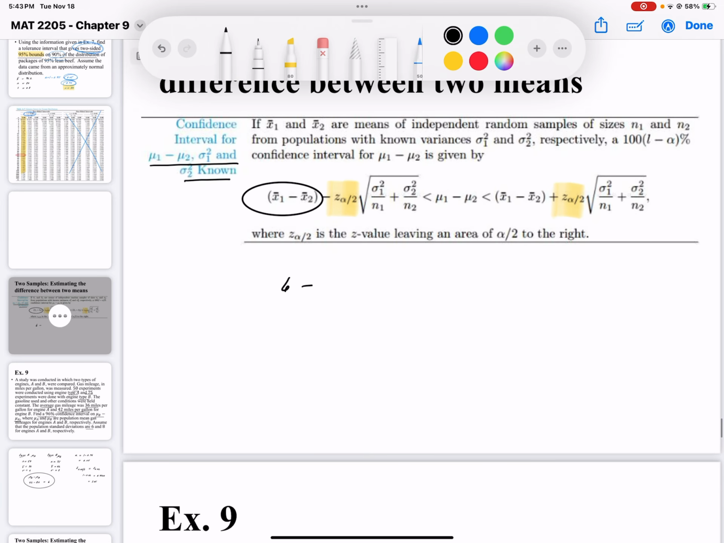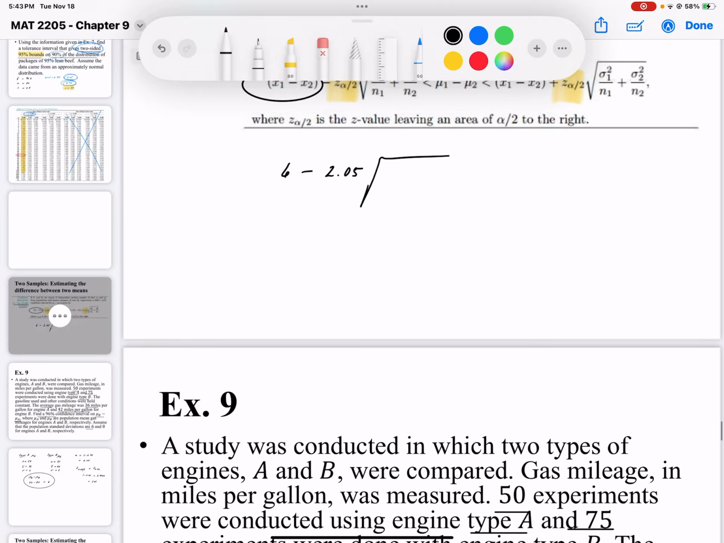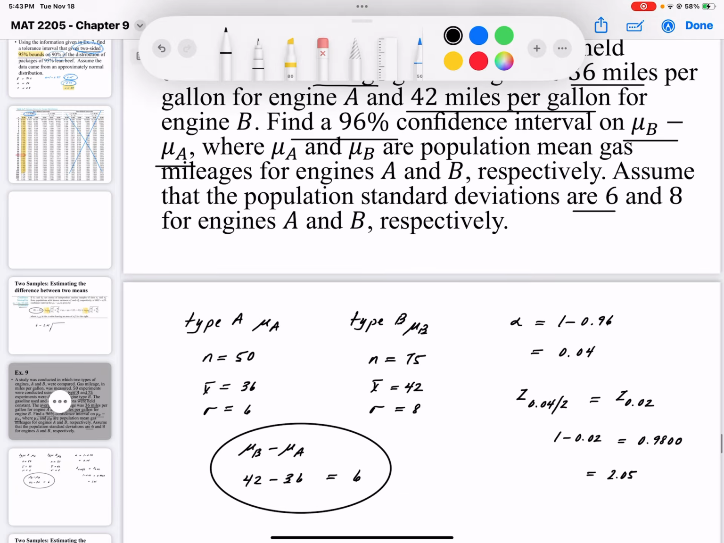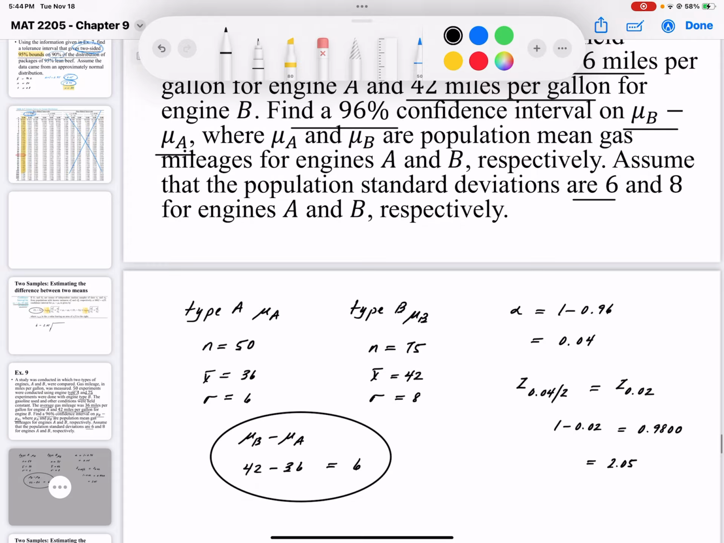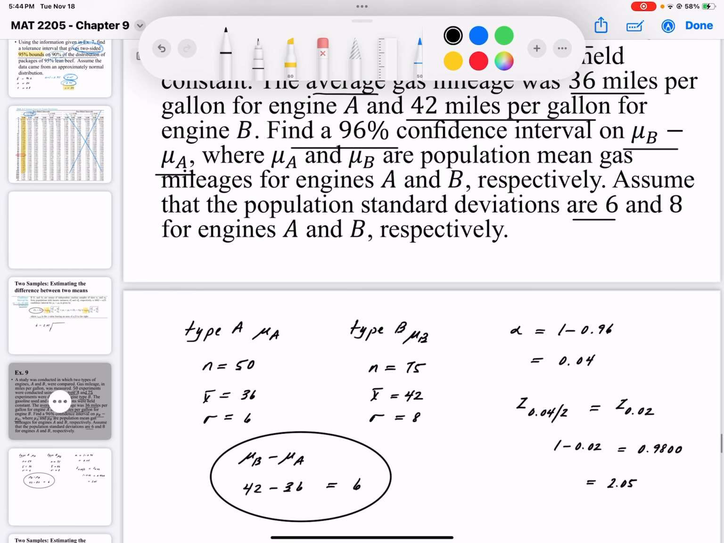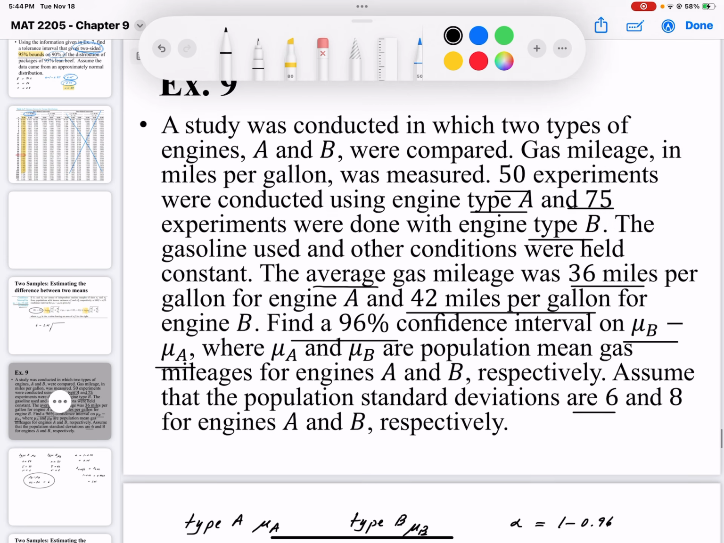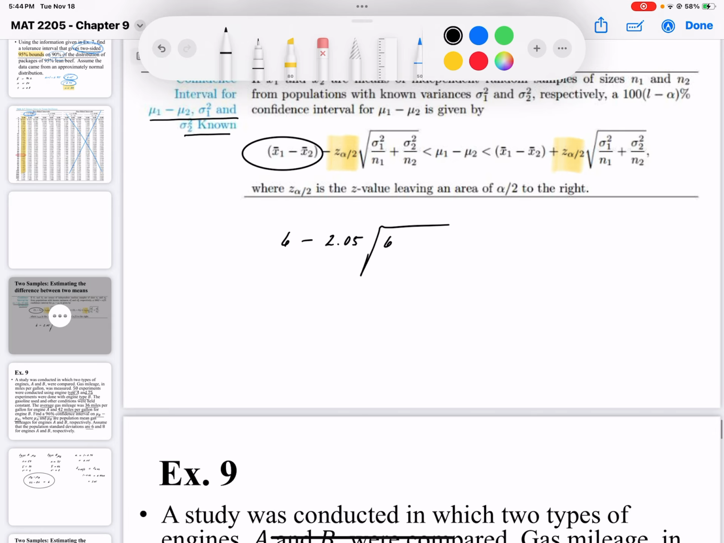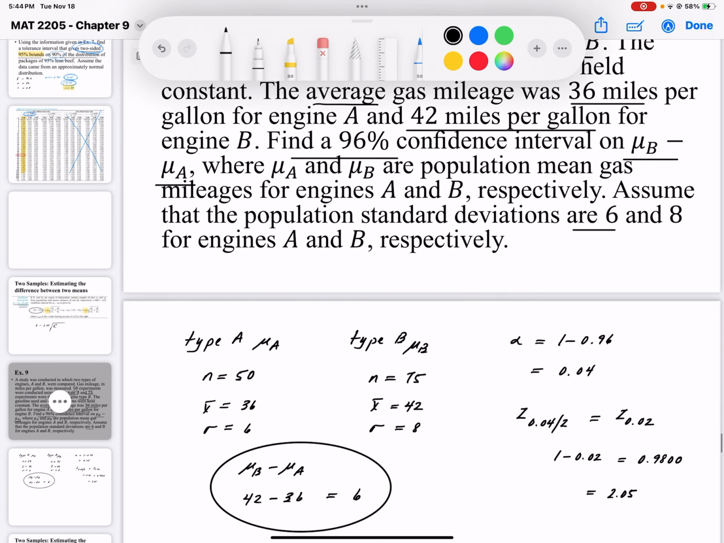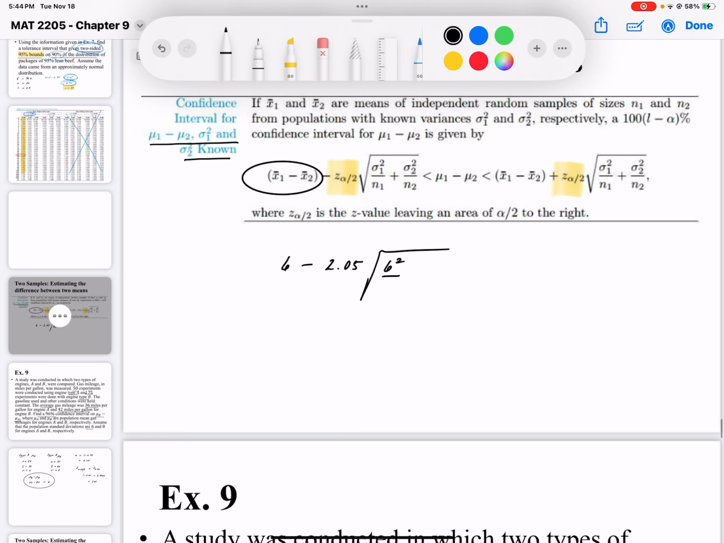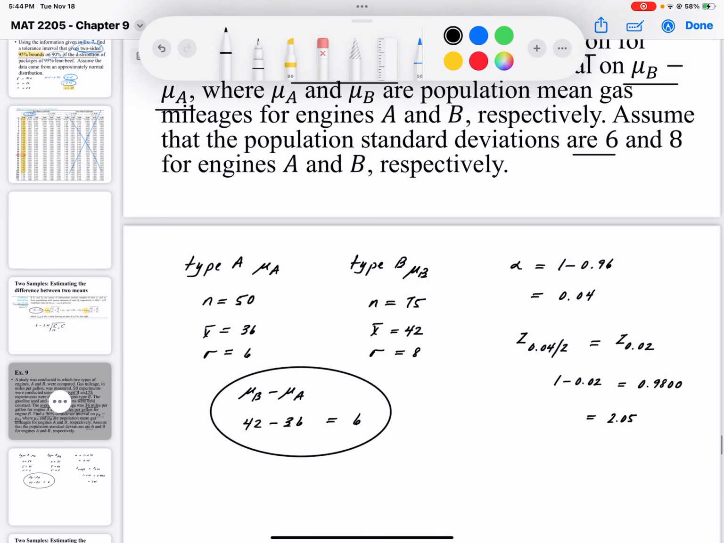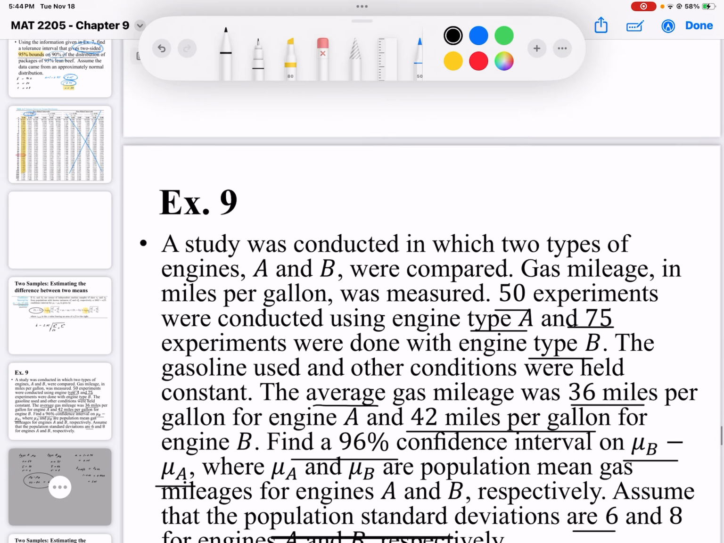So let's go ahead and plug that in. Just plug in the values that I have. I've got sigma sub 1. It honestly doesn't matter as long as I keep them together. They've labeled it sub 1, sub 2. You know addition is commutative, so it doesn't matter. I'll just do A first. That's 6 squared over that first n, 50, plus 8 squared over that second n, 75.